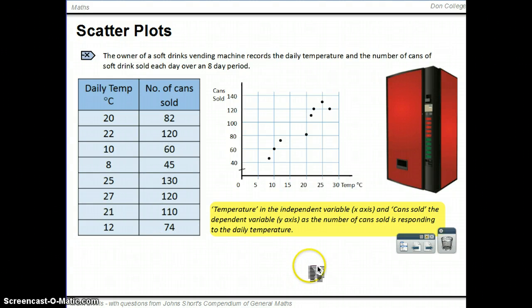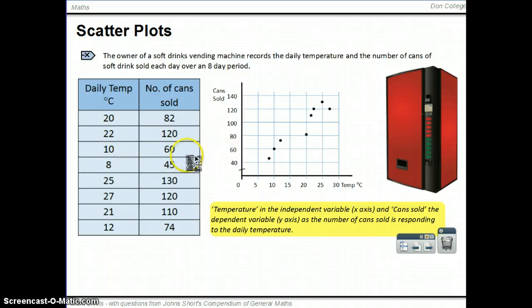So the example we're going to look at is the owner of a soft drinks vending machine. He records the daily temperature and records the number of cans that he sells, and he does this over an 8-day period. This information is represented in the table here and is then produced on a graph here. So when the temperature is 20 degrees, he sells 82 cans, and when 22 degrees, 120 cans. When it drops to 10 degrees, it also drops to 60 cans.